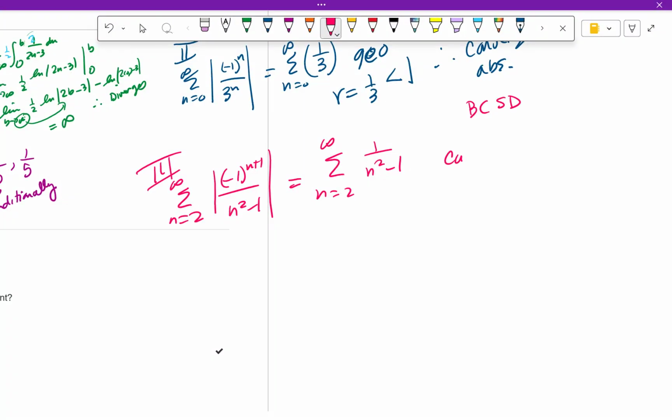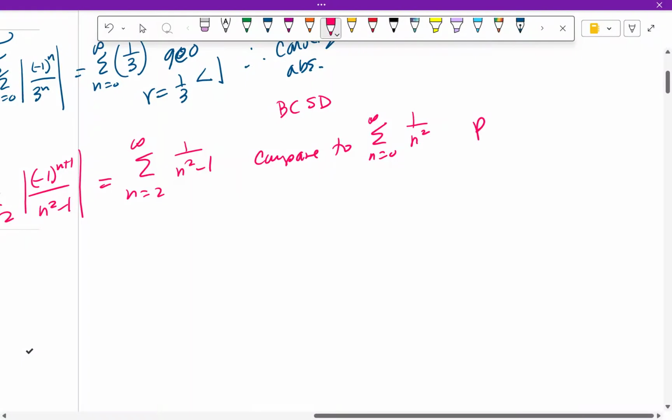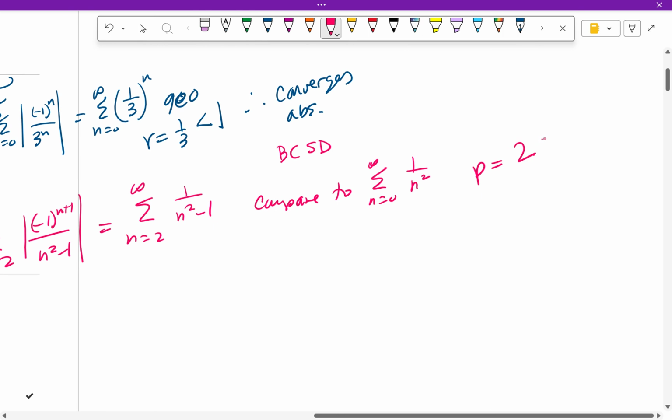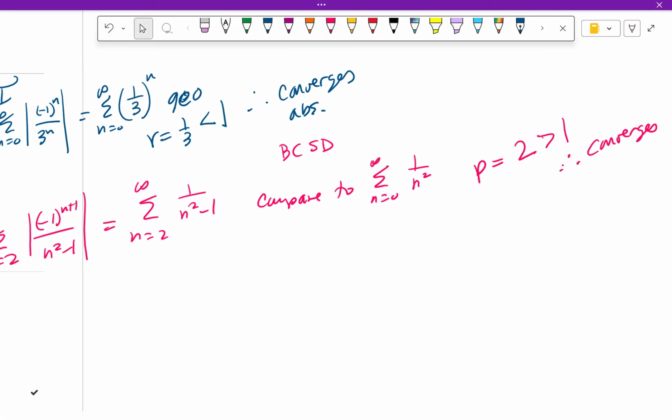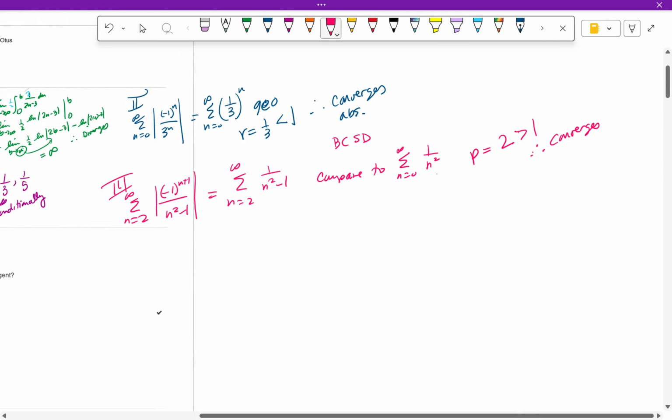What would I compare to? 1 over n squared, because that means that p is equal to 2. And when p is equal to 2, it's greater than 1, so it converges. That means I need this one to be the bigger series, right? Not sure that came out right when I was doing this.